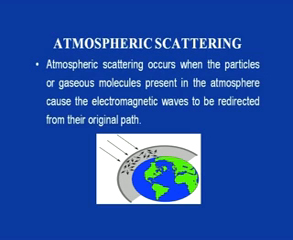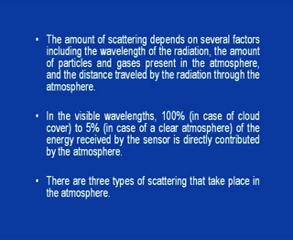Now, let us look at the third phenomenon when the electromagnetic energy interacts with the atmosphere, and that is atmospheric scattering. Atmospheric scattering occurs when the particles or the gaseous molecules present in the atmosphere cause the electromagnetic waves to be redirected from their original path. The amount of scattering depends upon several factors, including the wavelength of the radiation, the amount of particles and gases present in the atmosphere, and the distance travelled by the radiation through the atmosphere.